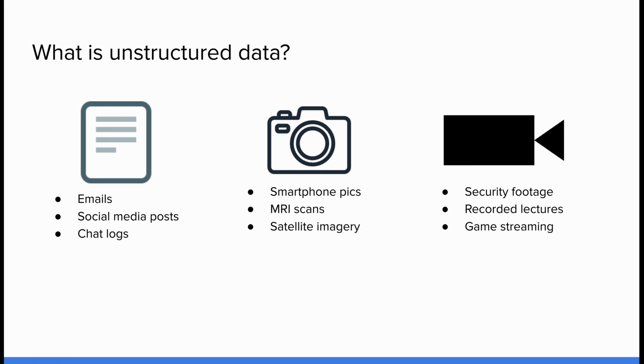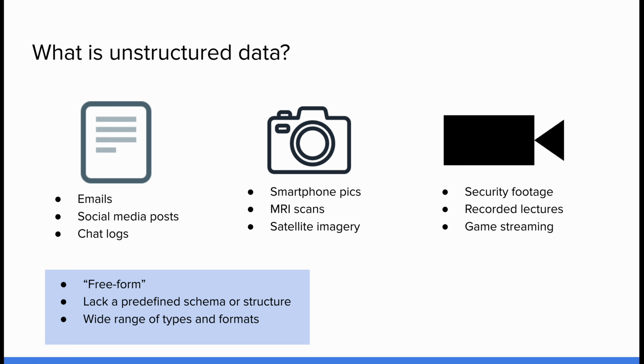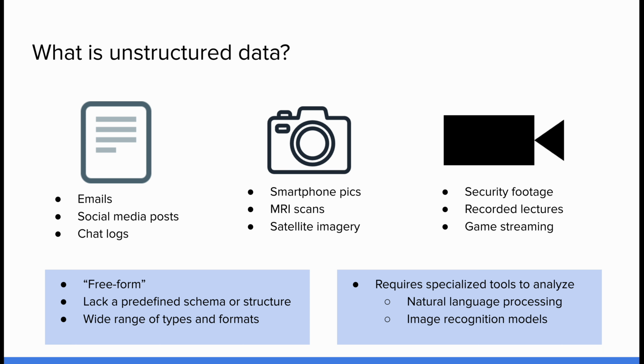Well, it is typically free form in nature. It lacks a predefined schema or structure and includes a wide range of types and formats. Because of this variability, specialized tools are often needed to extract useful information from unstructured data. Natural language processing, or NLP, for example, helps to analyze textual content, while image recognition models are useful for analyzing visual data. This requirement for specialized analysis is part of what makes working with unstructured data both challenging and fascinating.